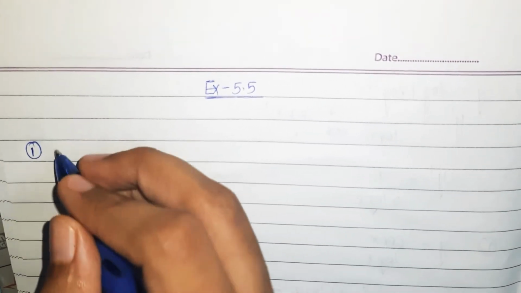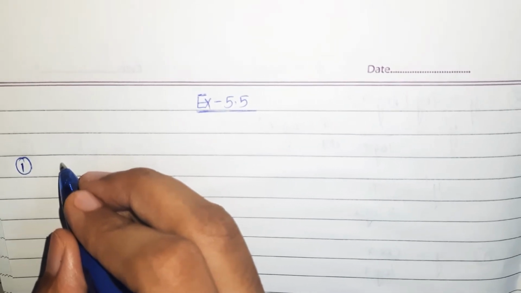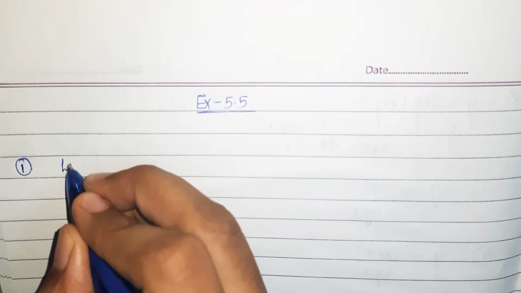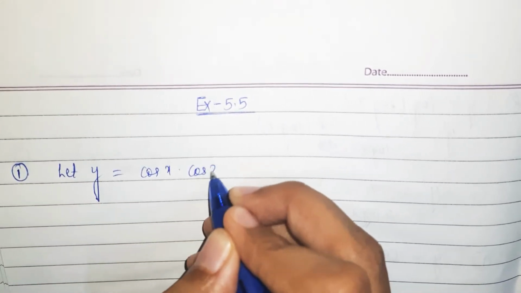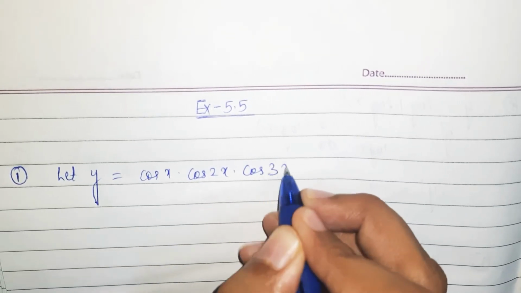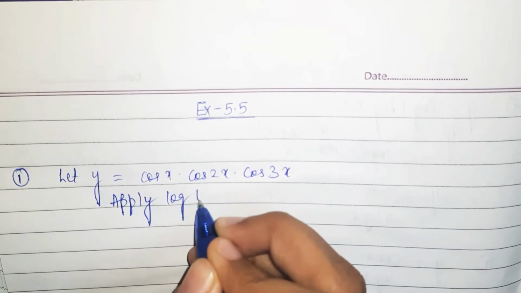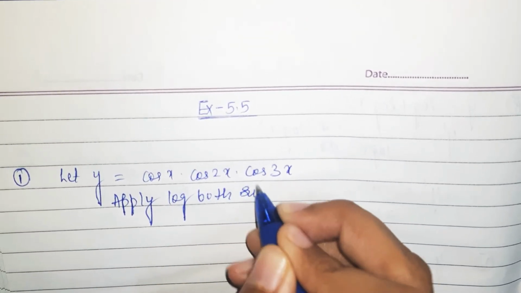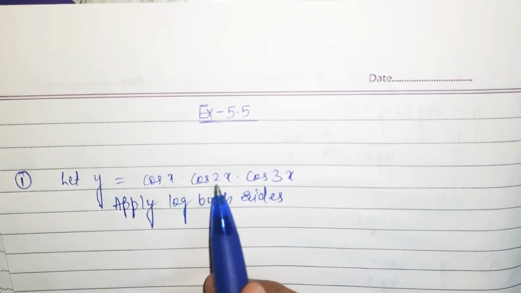Now, come to the exercise for this logarithmic differentiation. Exercise 5.5, question number 1. In question number 1, they are saying, differentiate the function with respect to x. Now, let y be equivalent to the function cos x, cos 2x, cos 3x. Now, what do I need to do? Apply log both sides.